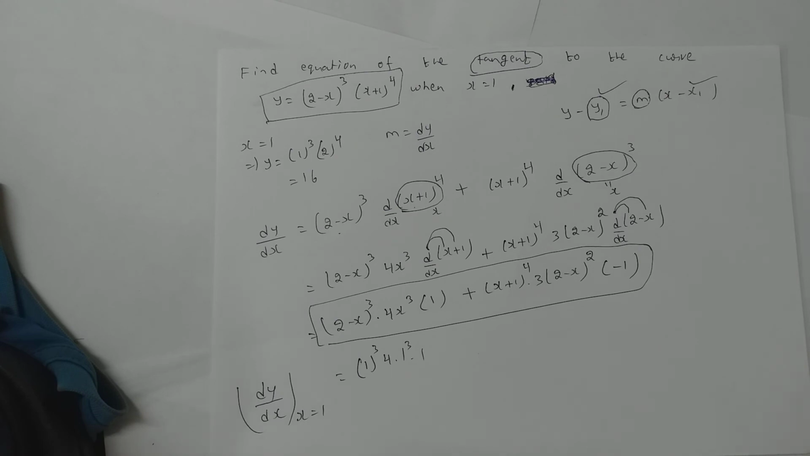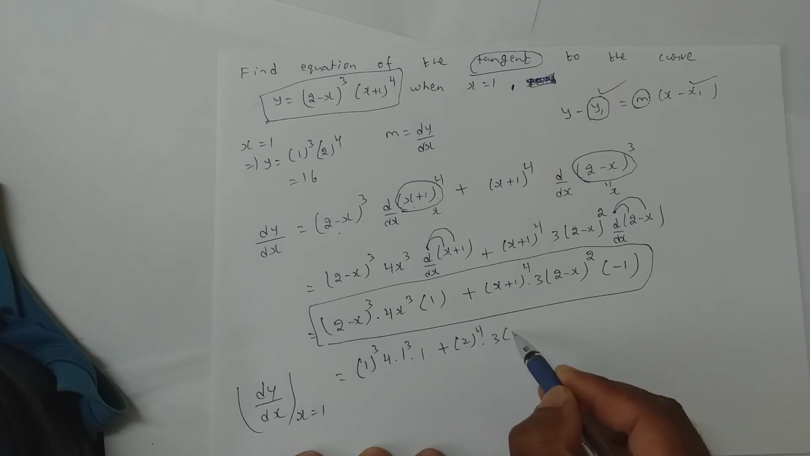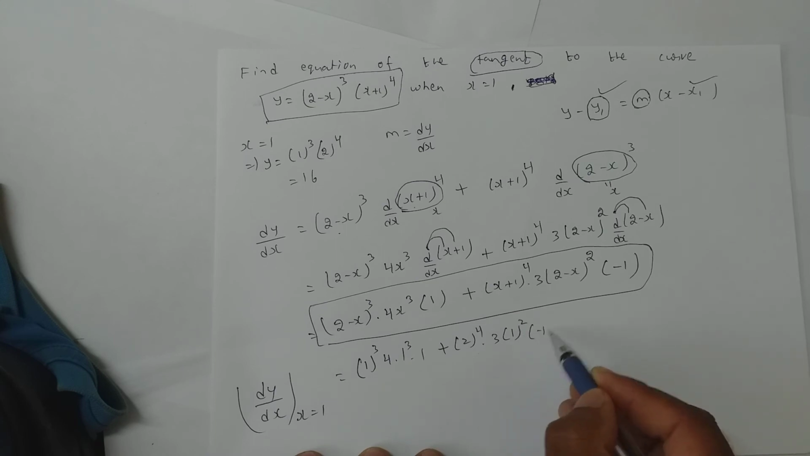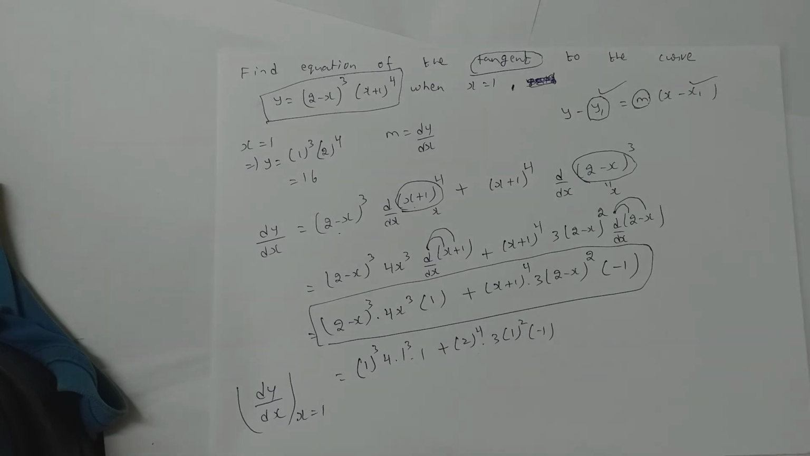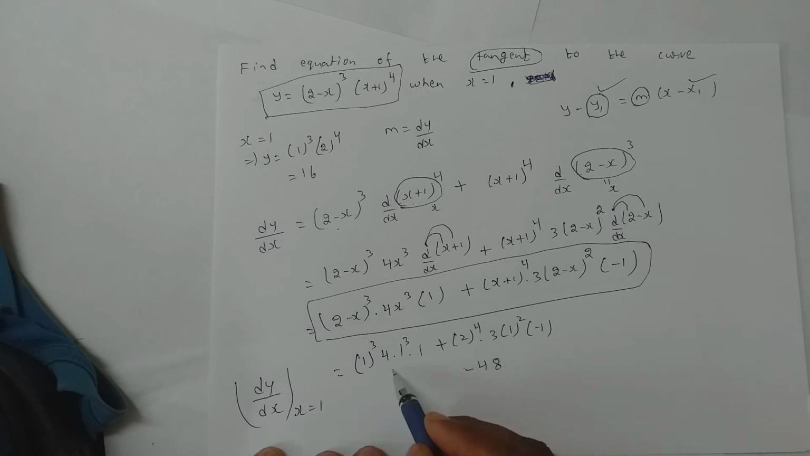See, now it is easy once I have replaced x by the given value 1. Here 1 plus 1 is 2 power 4, into 3, and 2 minus 1 is 1, power 2, into minus 1. So how much will I get now? Okay, here it is 16. 16 into 3 is 48. So I get minus 48 here.